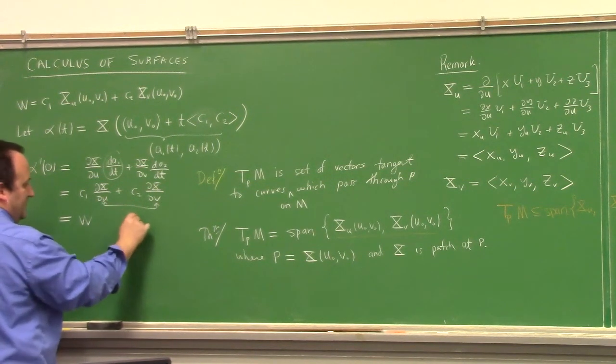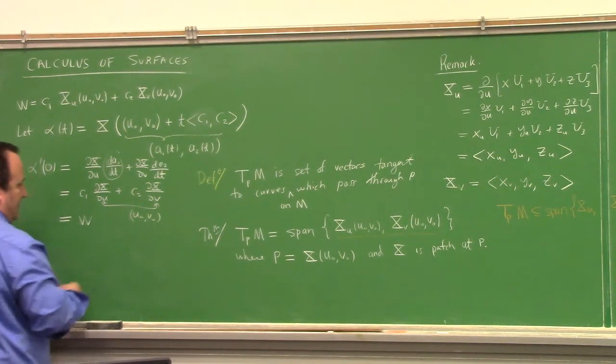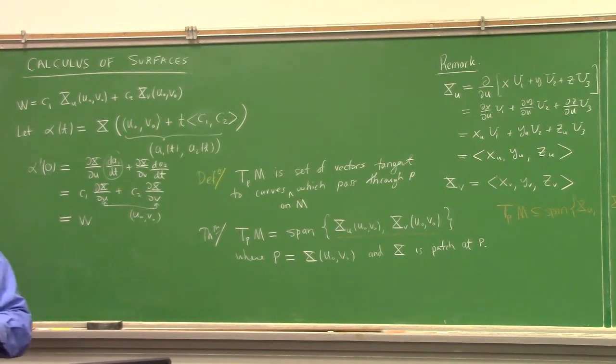Sorry, if you write all the dependencies here, it'd drive you nuts. And so this path is the one for which we differentiate and we get back W. It's not the only one, but it's one that will do it. So now we've shown that the span of X_U, X_V is a subset of T_PM, and since we have double containment, they're equal. Now the theorem's finally complete.